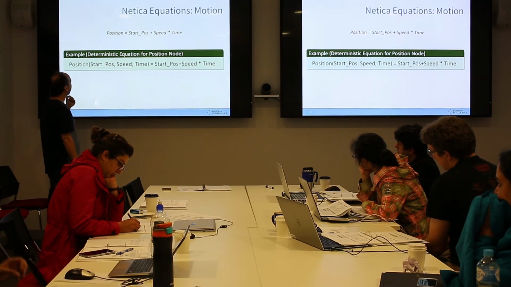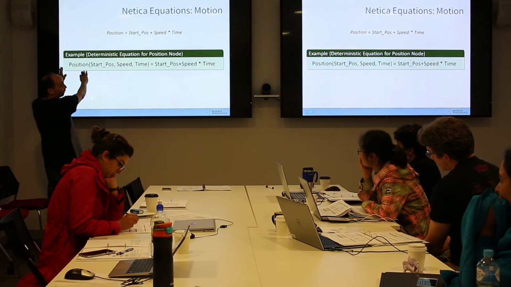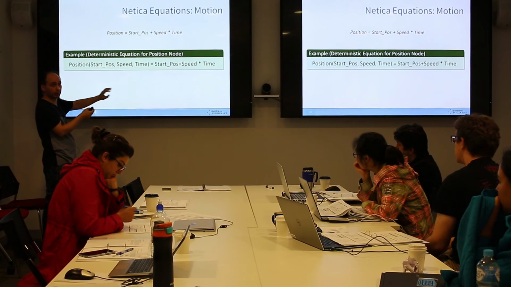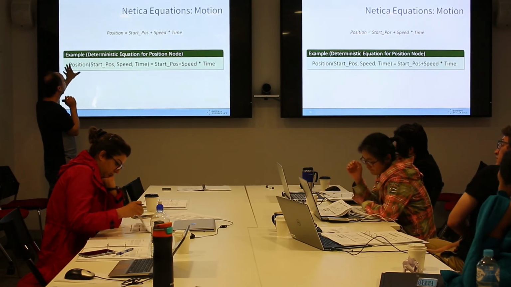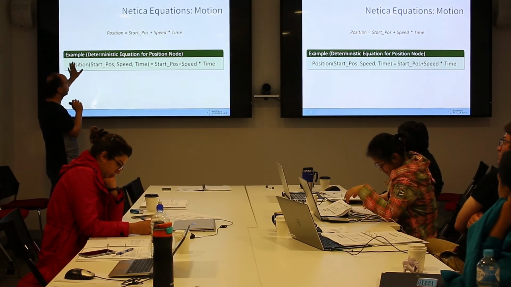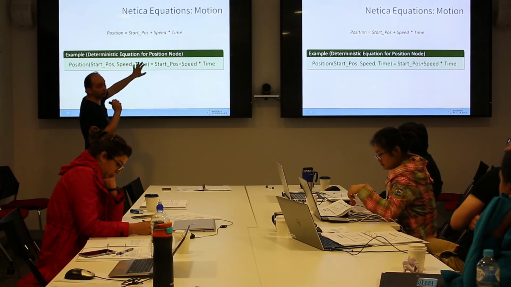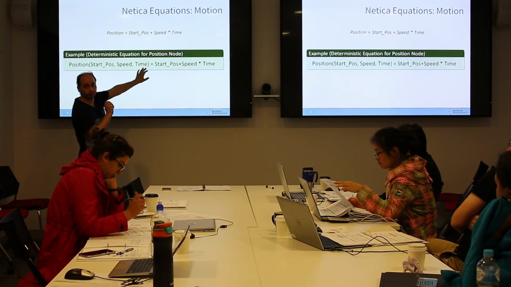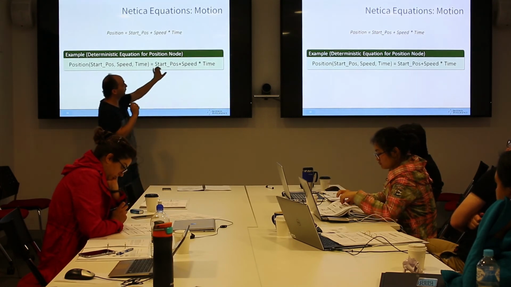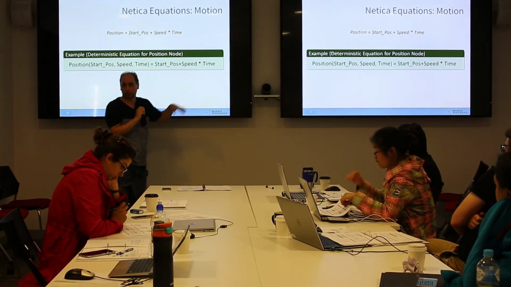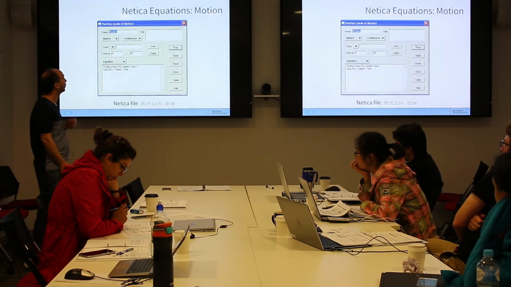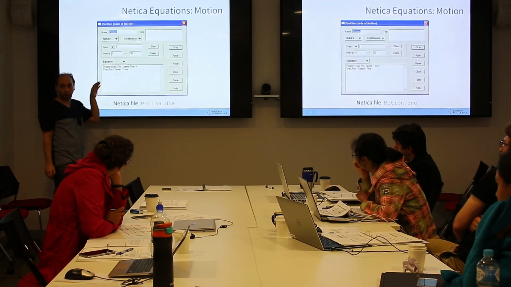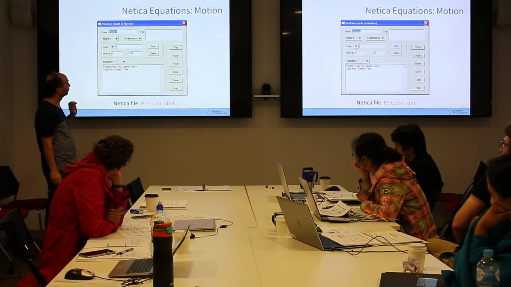So in Netica, if you can imagine that you've got some position variable, I don't think I'll bring up the network, but you've got some position variable, you've got some start position, speed, and time variables. You're saying that the position variable is a function of these three variables, and that function specifically is this equation on the right-hand side. Okay, and this is what it would look like in Netica. Pretty much exactly the same thing.